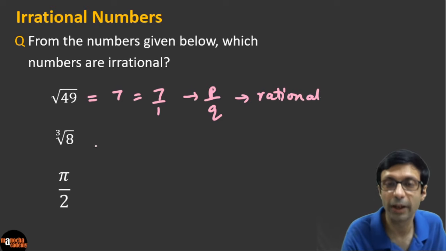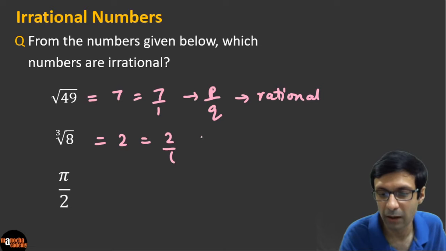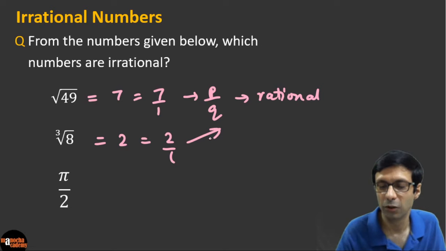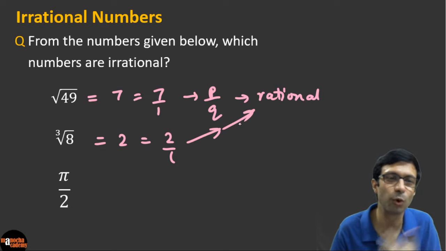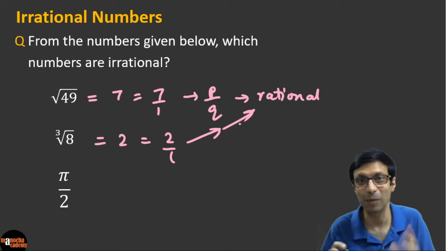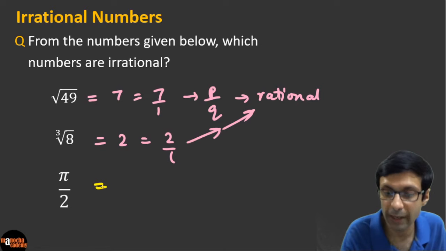Okay. Now if you look at cube root of 8, what is cube root of 8? It's 2. So again, 2 by 1. Again, it's of the p by q form. So it's again a rational number, right? So remember to simplify. Don't just assume that if you see a square root or cube root, it's going to be irrational. Don't make that assumption. But now if you look at pi by 2, again, don't take pi as 22 by 7. That's only the approximate value.